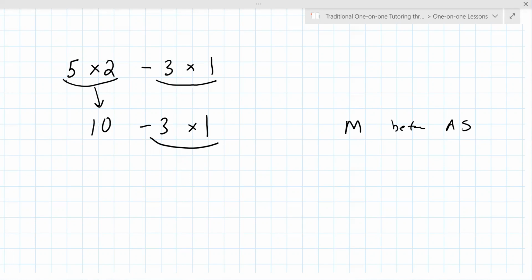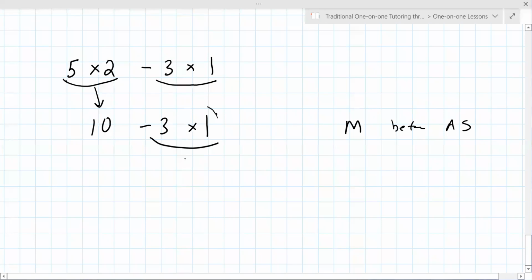So is it 10 minus 3, or is it 7 minus 3? Well, you have to multiply first. What is 3 times 1? 3. Okay, and then you bring the other things down. So now it's 10 minus 3. 7. Yes.